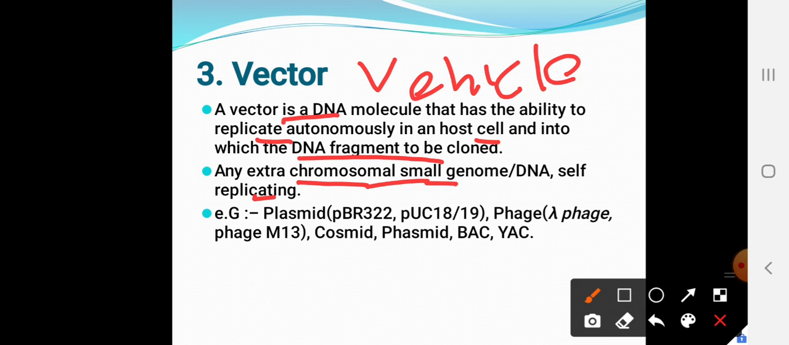For example, what can work as a vector, such as plasmid, phage, in phage, which phage? Lambda phage, phage M13, cosmid, phasmid, BAC meaning bacterial artificial chromosome. Another one is YAC, yeast artificial chromosome. All of these can work as a vector in rDNA technology.